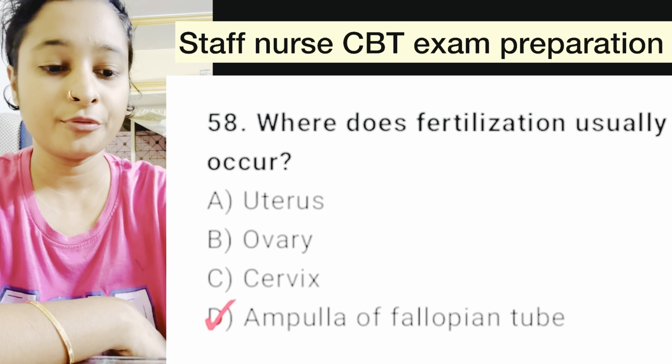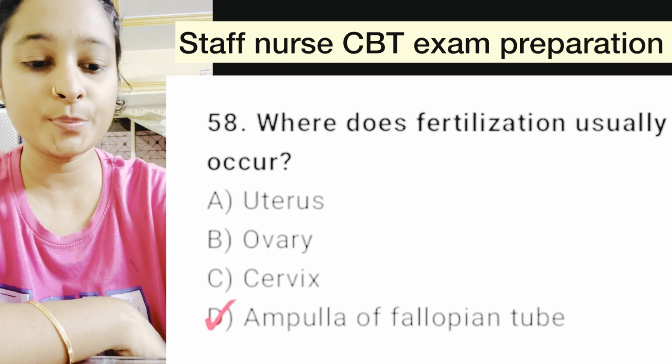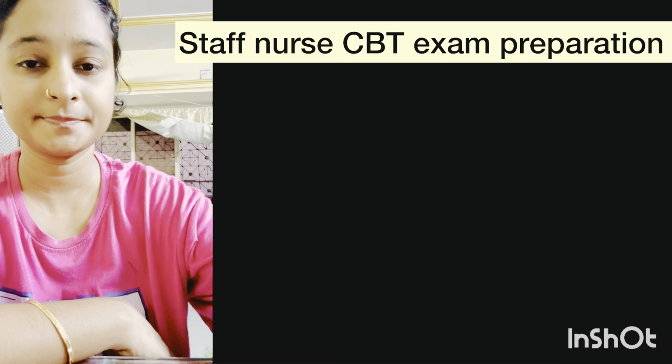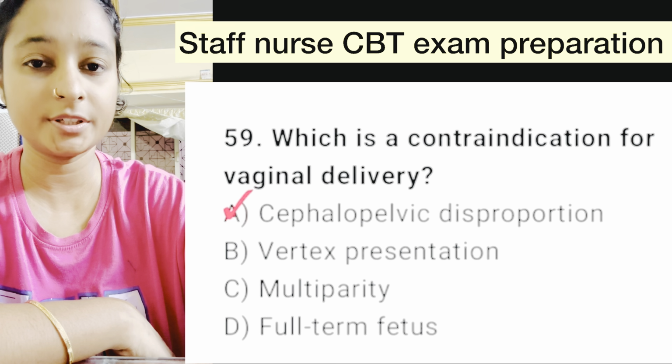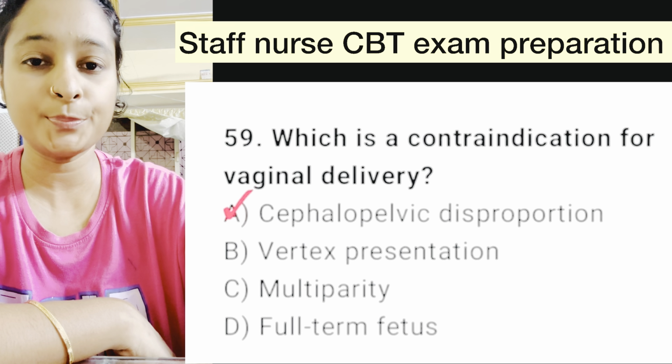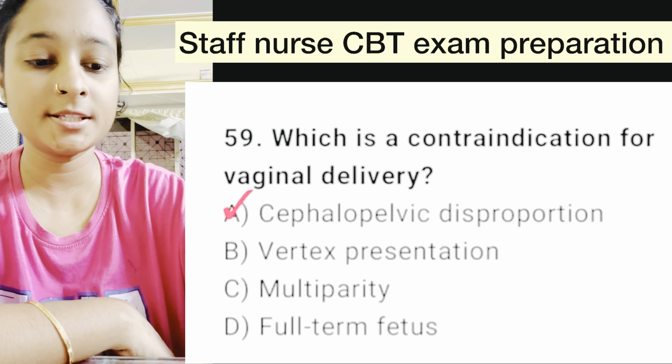Next question, where does fertilization usually occur? Here, right option is ampulla of fallopian tube, option number D. Next question, which is a contraindication for vaginal delivery? Here, right option is option A, cephalopelvic disproportion.